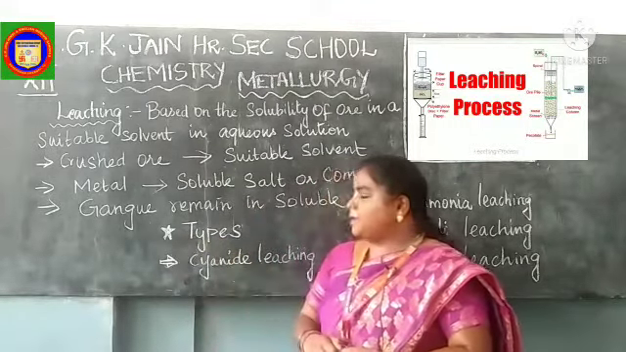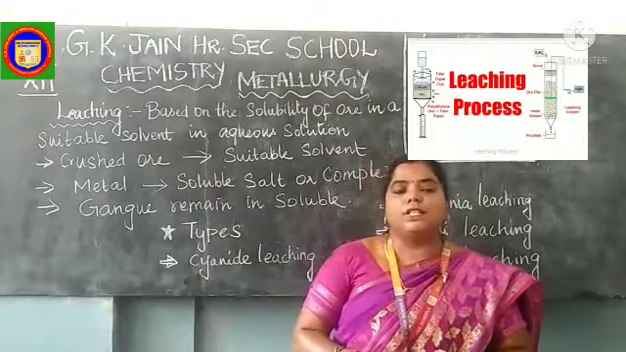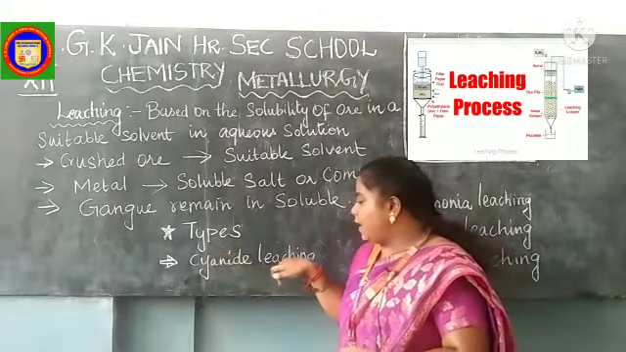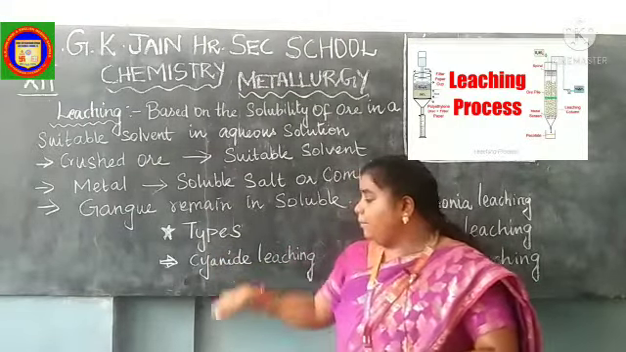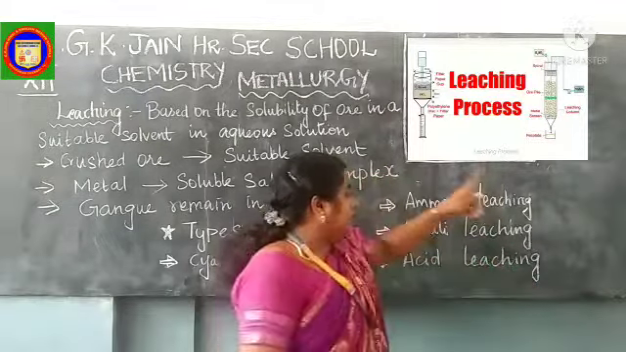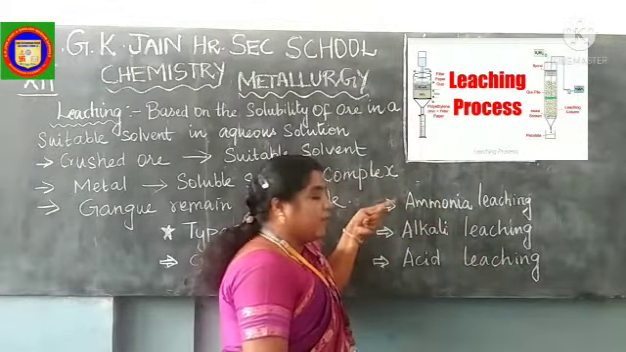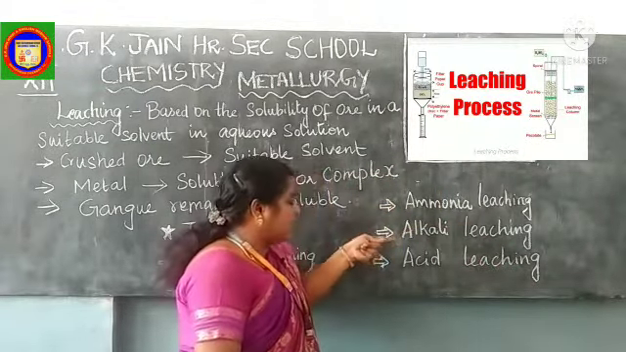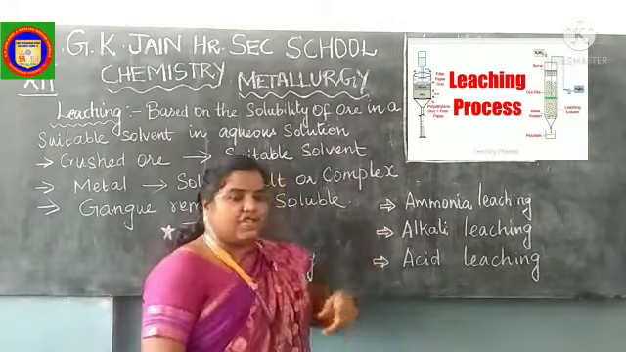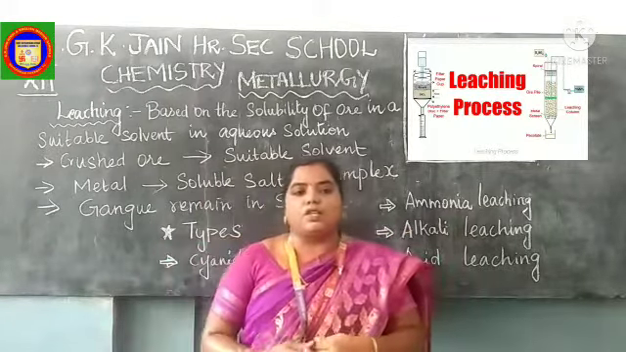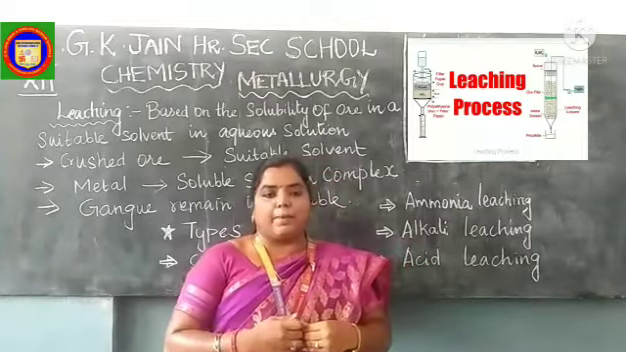Okay. And four types of leaching are there in your syllabus. One is cyanide leaching, the second is ammonia leaching, the third is alkali leaching, and the fourth is acid leaching. These are all the four methods of leaching. We will discuss them one by one.